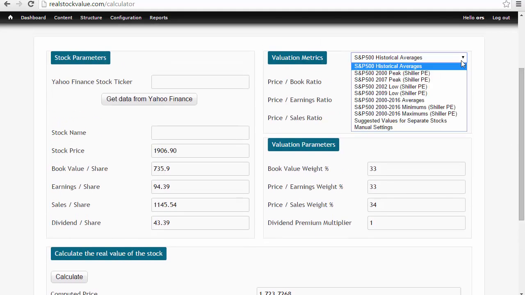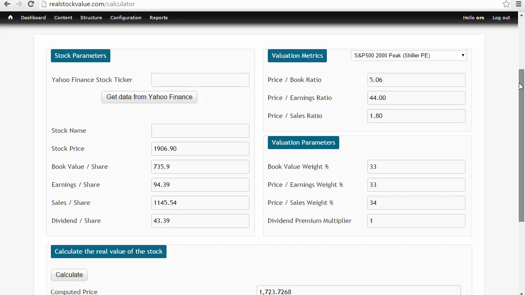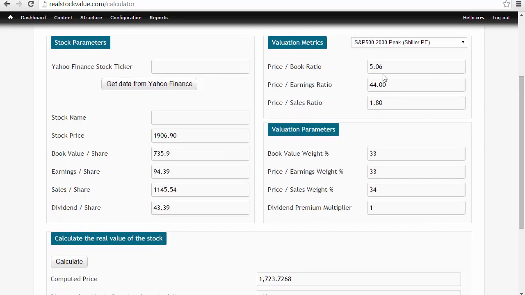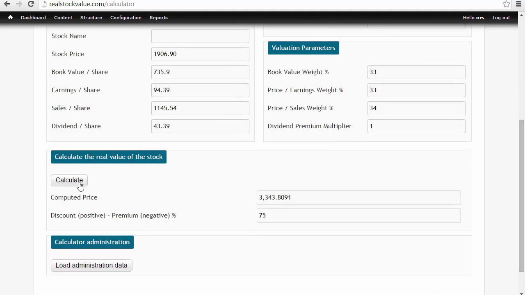I can select different metrics. Let's say, how does it compare to the 2000 peak. In that year, the price per book ratio was 5, price per earnings 44, and price per sales 1.8. Based on this data, it's still a 75% discount.